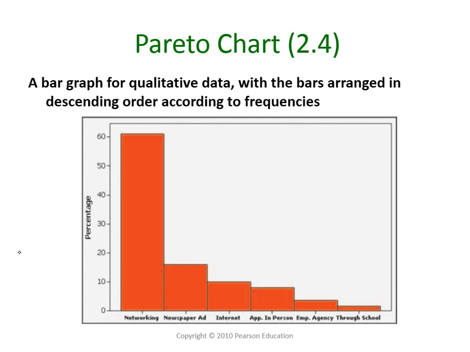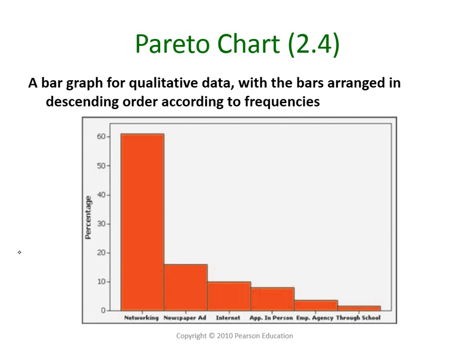Looking at the different ways that this sample got their jobs, putting it in order made more sense. There's not anything that would say networking is better than newspaper is better than internet, and this is the order that it has to be. If somebody else put this in a different order, that would be okay. But when you do the Pareto chart, you are putting it in descending order.